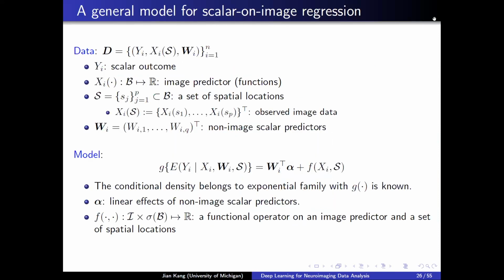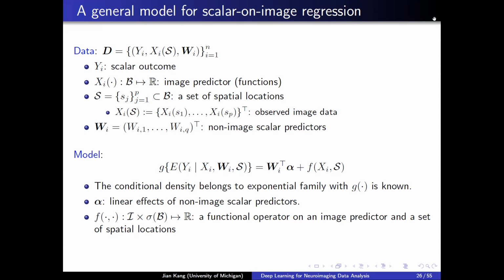So the general framework here is that we want to develop a general framework for scalar on image regression. Basically, we have a scalar outcome, for example disease status or general cognitive ability, and we are trying to use imaging predictors to make a prediction on that, and also want to understand which part of the brain is associated with that, right?